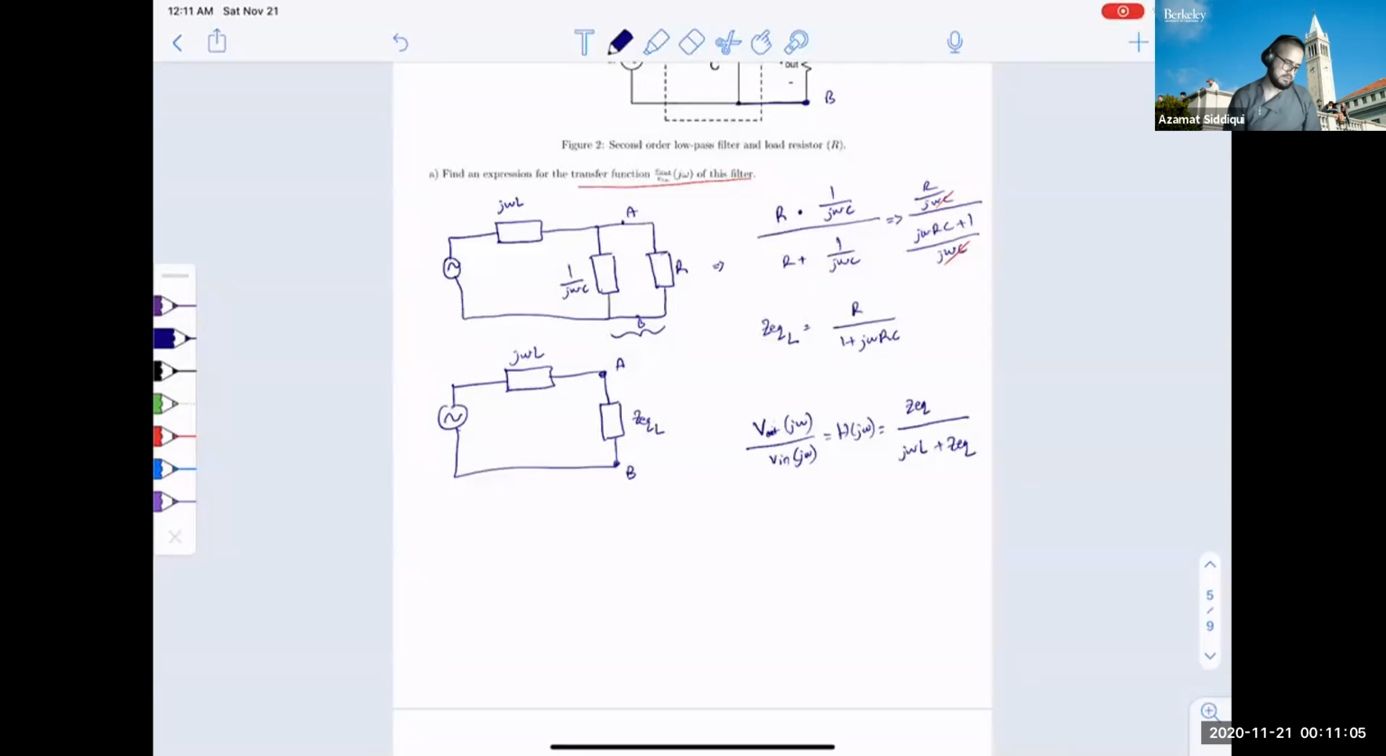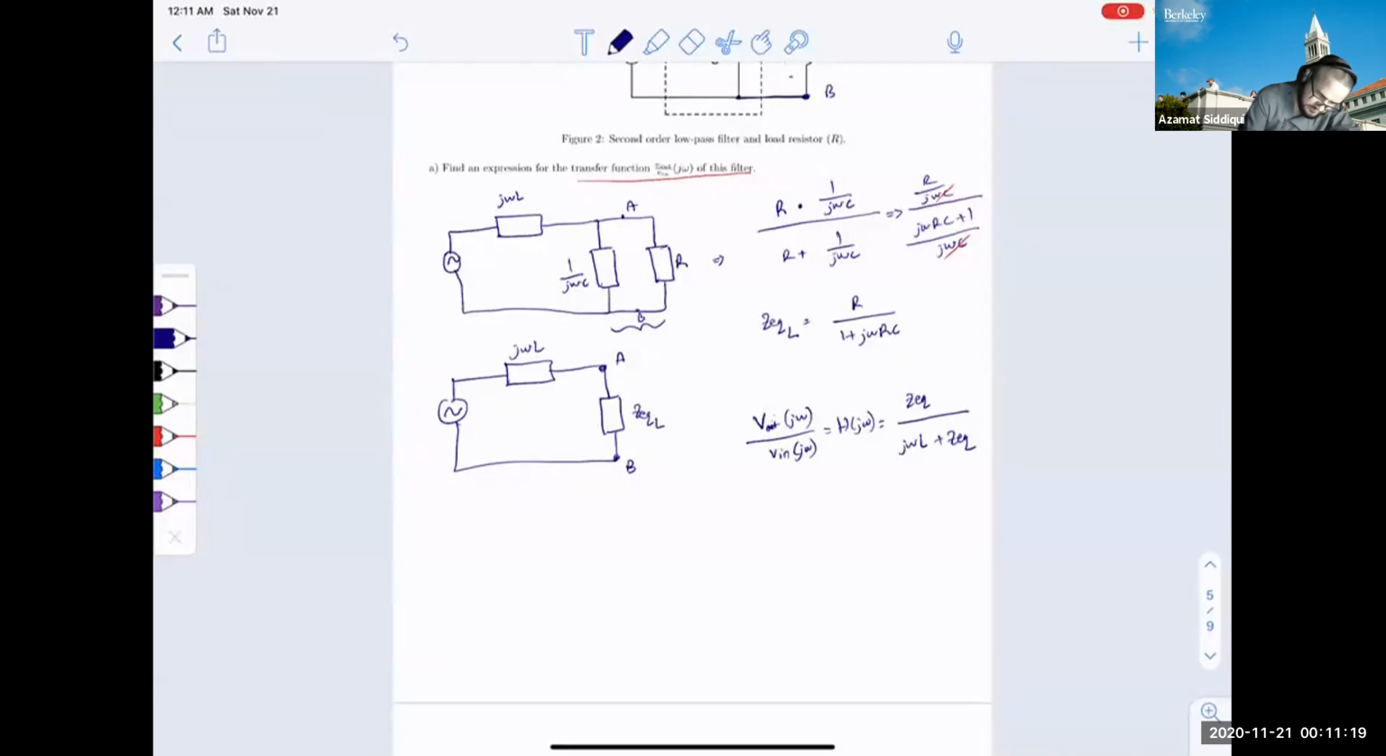Yeah, I know this is really nasty. Let's see what we could do. Okay, so let's just write it down and see what it comes to. Plugging in the equivalent of load, R over 1 plus j omega RC, divided by j omega L plus R divided by 1 plus j omega RC.